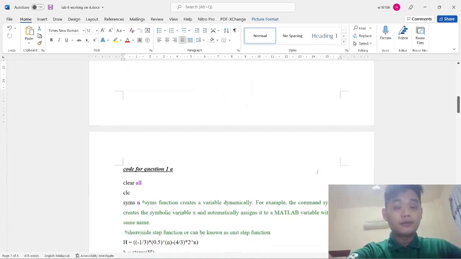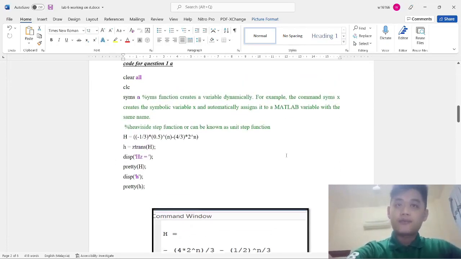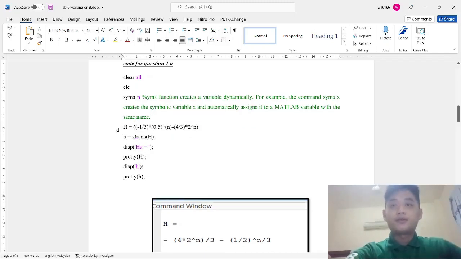So we're going to verify our answers using MATLAB. We're going to take a look at the code used for MATLAB. Here we have the equation, exactly the same equation given from the question. We're going to do the Z transform just like this. It's as simple as that. Just Z trans the entire equation, and then display the output in a simple mathematical form using the pretty coding.